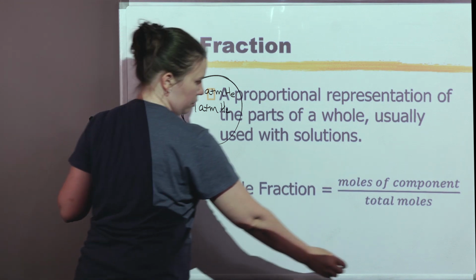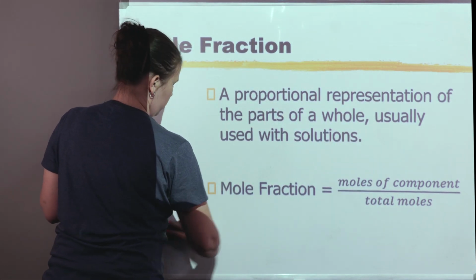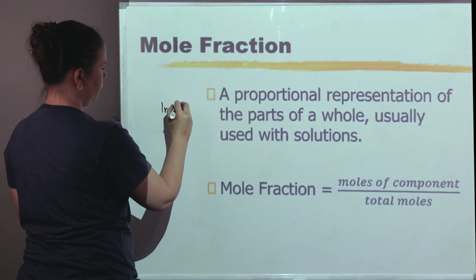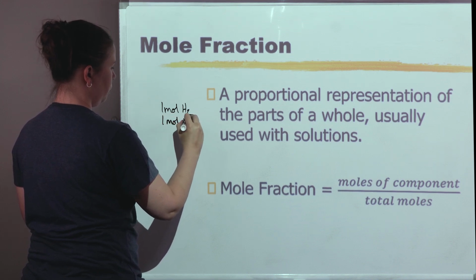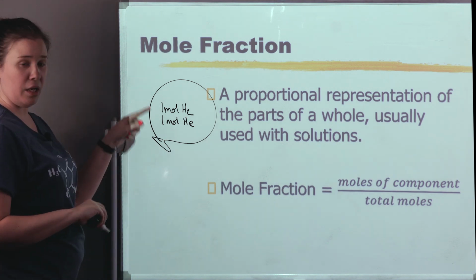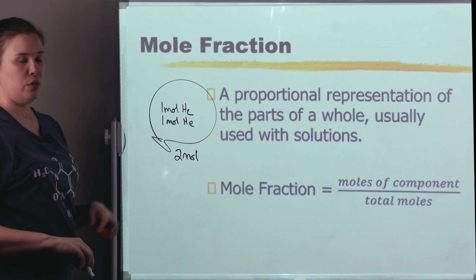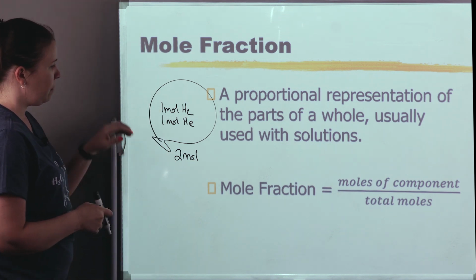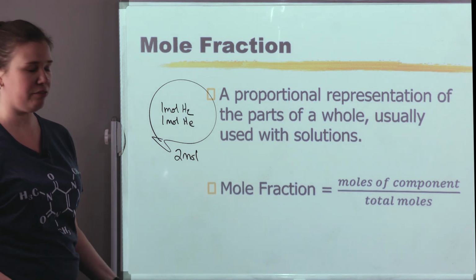We can get the same concept if we look at just the moles. So if I have 1 mole of hydrogen gas and 1 mole of helium gas in that balloon, then I would have a total of 2 moles. So the idea of using moles instead of partial pressures is called a mole fraction. The catch is mole fraction is actually kind of a misnomer. It doesn't really mean fraction.